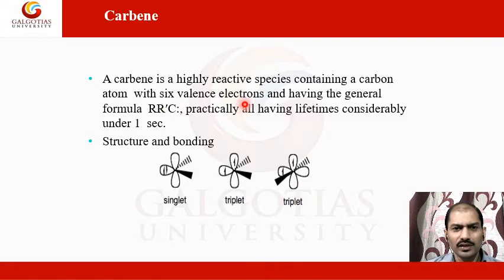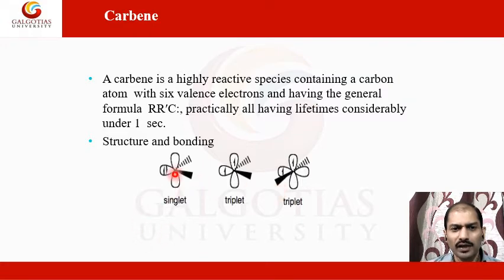A carbene is a highly reactive species containing a carbon atom with 6 valence electrons, so it is 2 electrons short of the octet. It is represented by the general formula R2C, and it has a lone pair of electrons which is either in a triplet state or a singlet state. Singlet state means the electrons reside in one orbital with antiparallel spins, so the net spin is 0. But in triplet carbene, the electrons are in different orbitals with parallel spin, so there is a net spin.